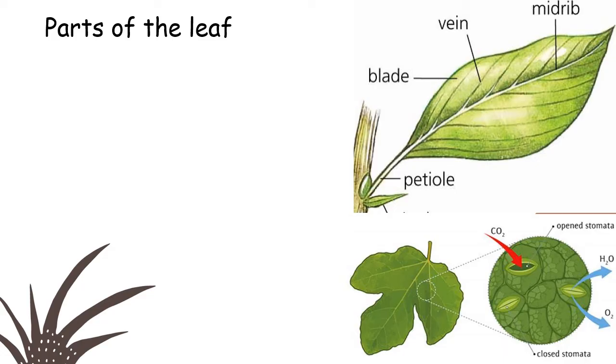Parts of the leaf. Leaves are important parts of the plant as they prepare food for the plants. Leaves appear green due to the presence of a green substance called chlorophyll, which helps them to absorb sunlight. The parts of the leaf are leaf blade or lamina. The flat part of the leaf is known as a leaf blade or lamina. Some leaves have broad leaf blades, others have narrow ones.